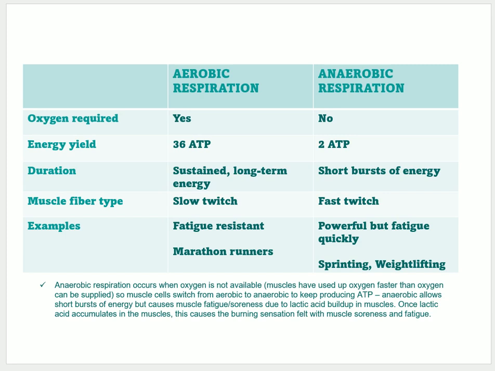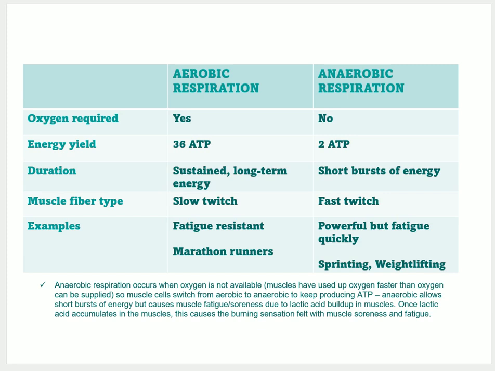Well, when our muscles use up all of that oxygen, and we're using more oxygen than what's being supplied, anaerobic respiration kicks in, right? So energy yield with aerobic was 36 ATP. Anaerobic is only 2 ATP. Again, we're not using oxygen here. With anaerobic, we get short bursts of energy. These are our fast twitch muscle fibers. So they are powerful, but they fatigue really, really quickly because we don't have as much energy yield, right?